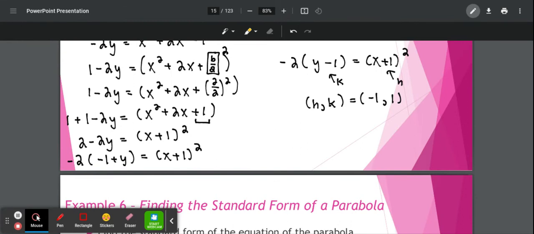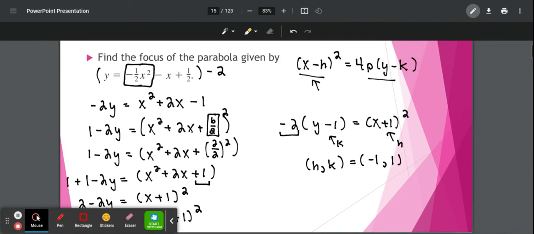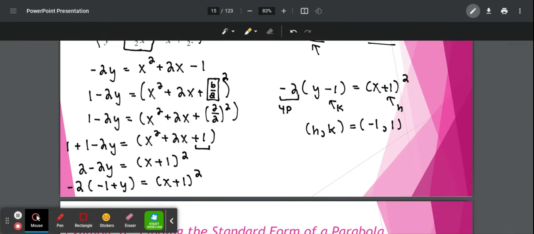And then we know that this front number right here, if we look back at that standard form, this -2 is really what 4p equals. So if 4p equals -2, then that means that p equals negative 1/2.